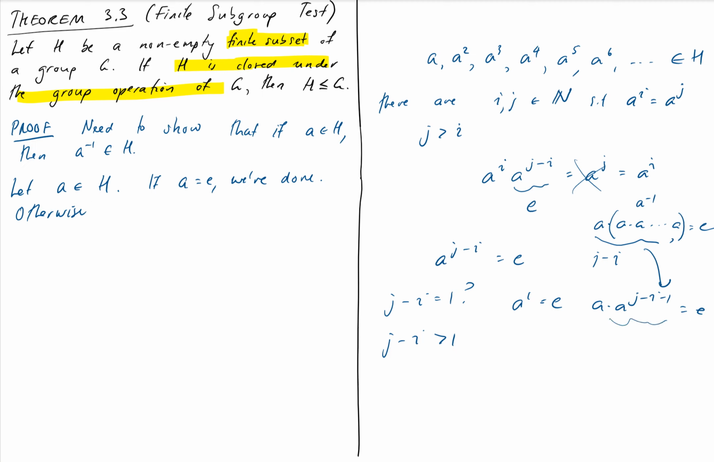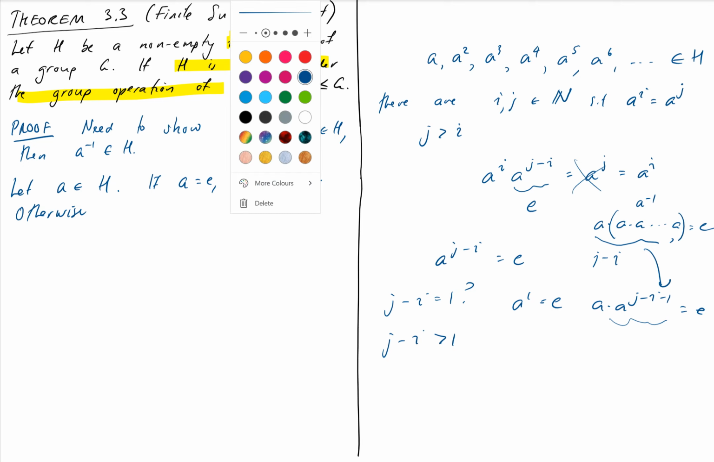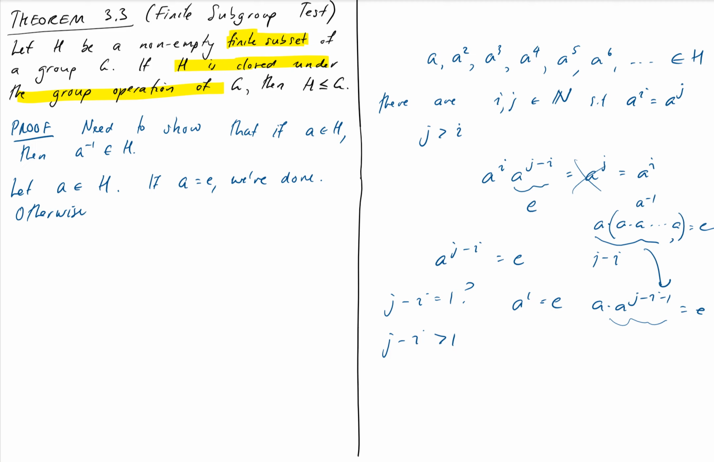So we've made a whole lot of messy scribble, but we've got our head around the idea we're after. We've got rid of the identity case, and we can see why we did that now, to make sure that j minus i would be big enough. So otherwise, let's see if we can summarize what we've written in a nice way. Otherwise, there exist i, j, and n with j greater than i, such that a to the i equals a to the j, because H is finite.